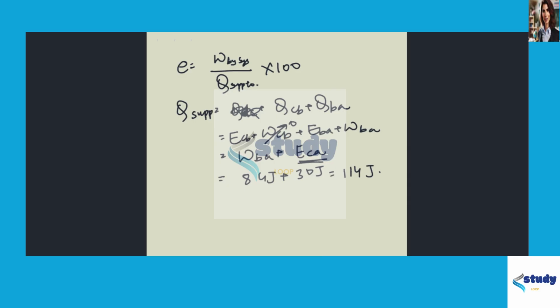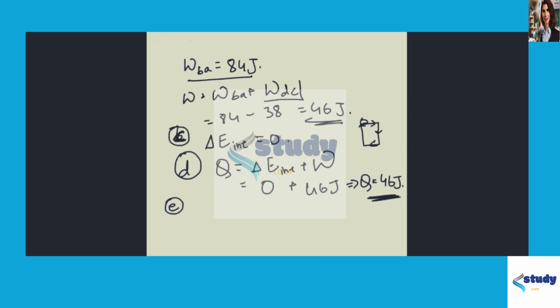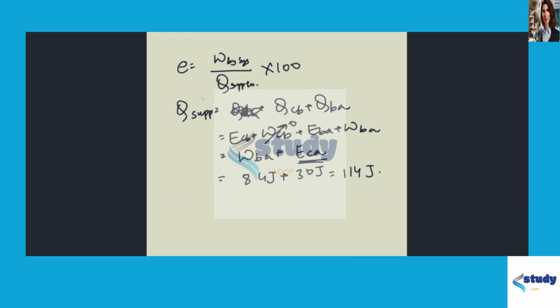We already know that the work done by the system is WDC. The work done by the system was 46 joules. Therefore, efficiency is 46 joules divided by 114 joules times 100, which turns out to be 40% up to two significant digits.